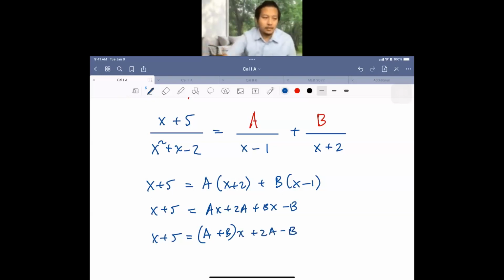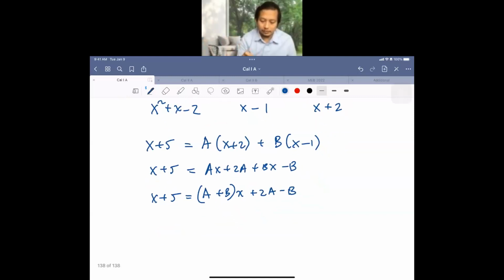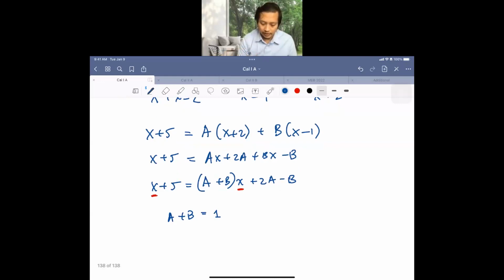Okay, now what we are going to do from here is solve this based on the linear equation of each component. So first, look at x. We take a plus b is equal to 1. Left and right should be equal. And then 2a minus b is a constant, right? So it should be the same as the constant 5.